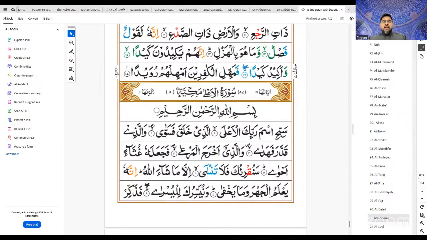Brilliant. Next question. This is the second type of verb, that has an alif with a fatha. The third type of command is what?